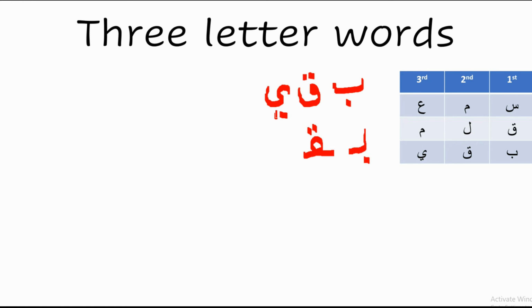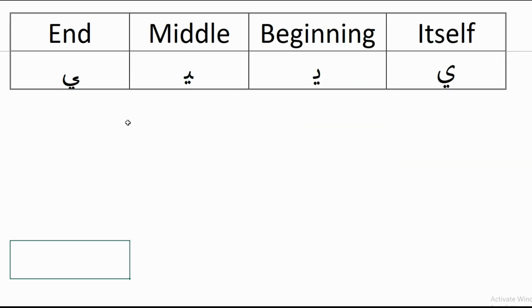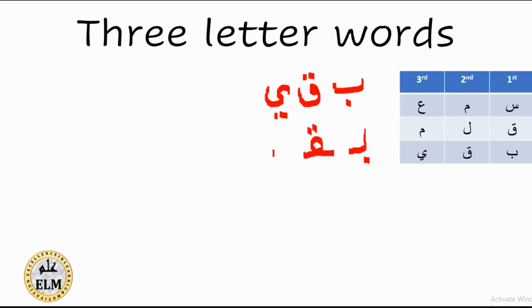Now the last letter of the word is ya. Let's see how ya looks like at the end. So this is how ya looks like at the end. So let's copy this shape. So ya looks like this. Okay, at the end. Now we find the joining points. So this is the joining point of ba, this is the joining point of qaf on the right, this is the joining point of qaf on the left, and this is the joining point of ya.